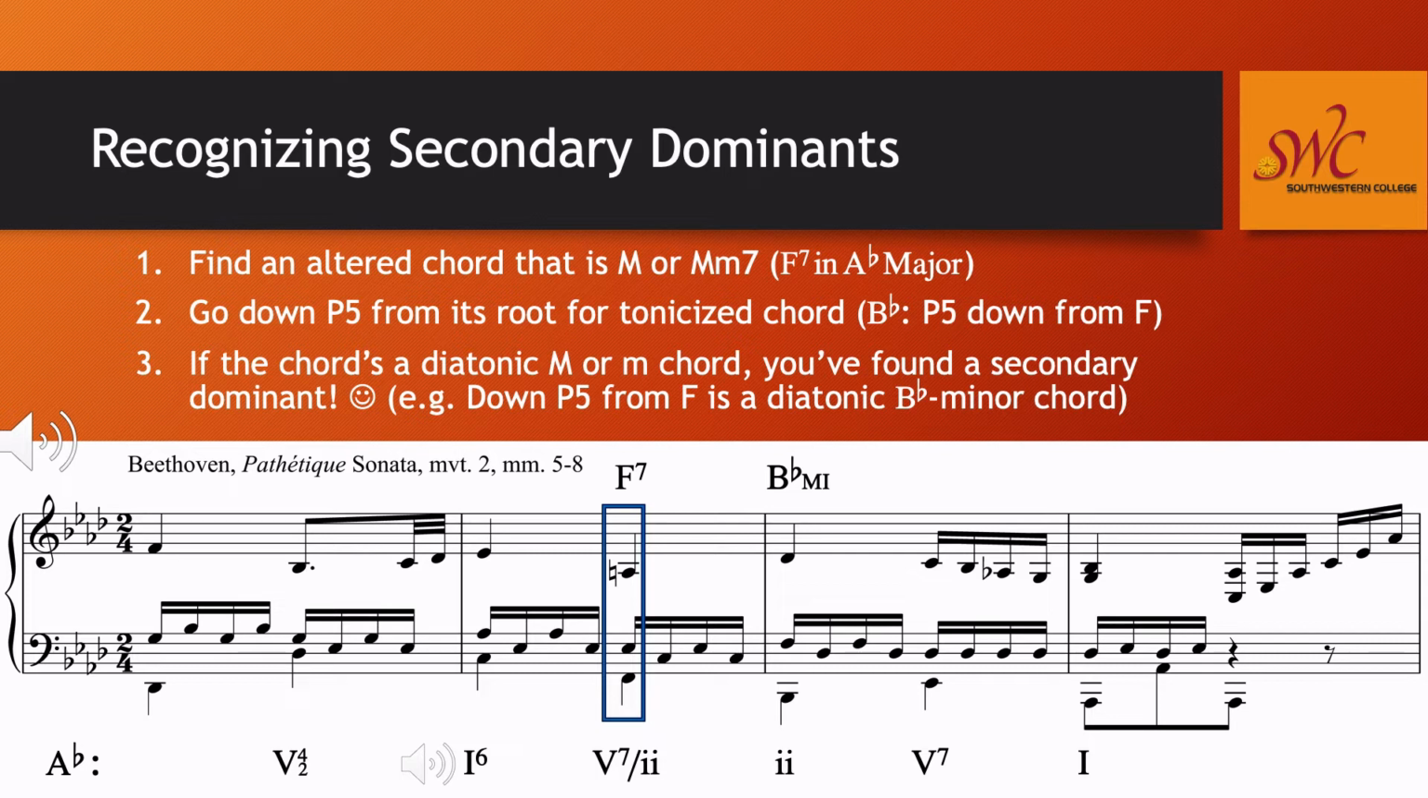Next, you're going to go down a perfect fifth from the root of the tonicized chord. In this case, it's down to B flat from this F chord. If the chord's a diatonic major or minor chord, you found a secondary dominant. Nice. Down a perfect fifth from F is a diatonic B flat minor chord, and that's what we found here in this 2 chord.